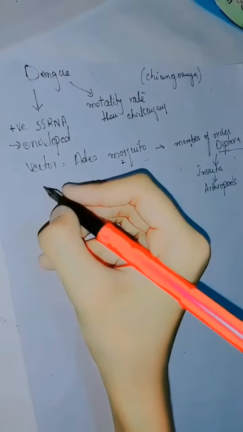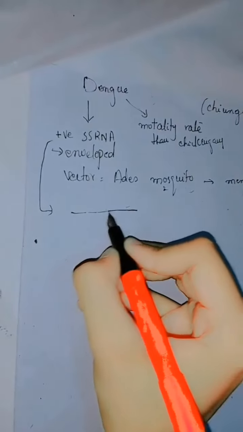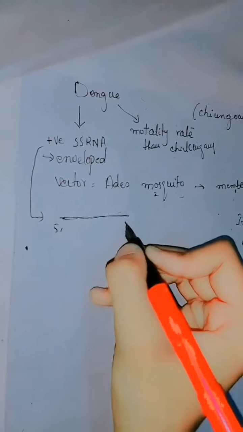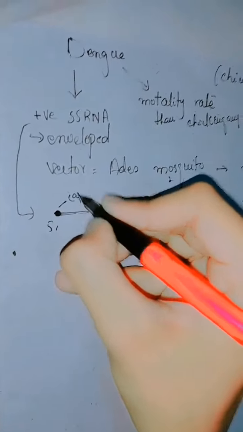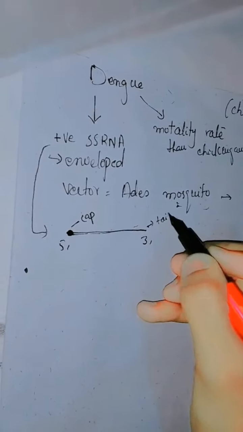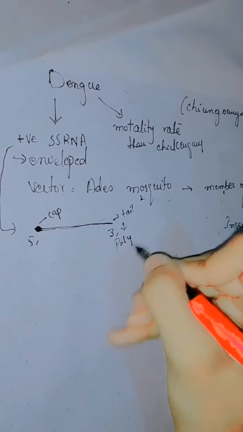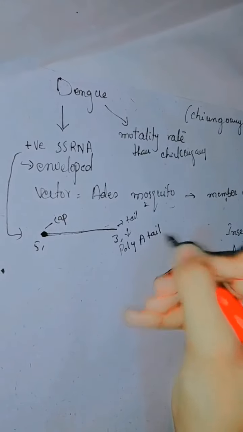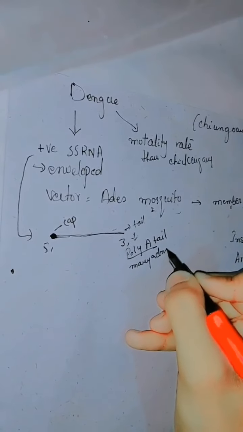Now if we talk about single stranded RNA, we have a strand that runs 5 prime to 3 prime. That is the starting end, and here is basically a cap, known as the cap, and it has a tail, the strand tail. This tail is known as a poly A tail. Why are we calling it poly A tail? Poly A tail means many adenines are present here. Adenine is basically a nitrogenous base.